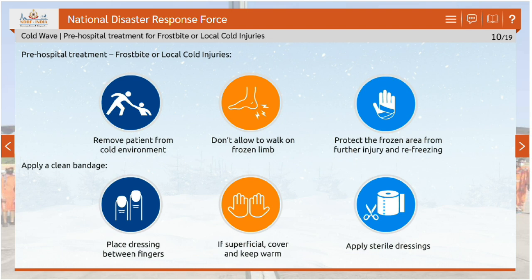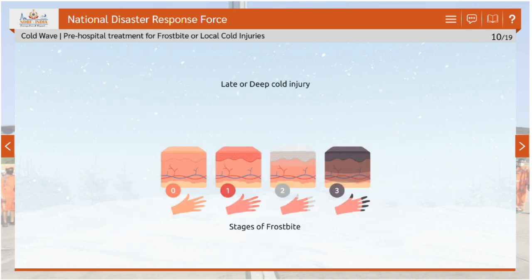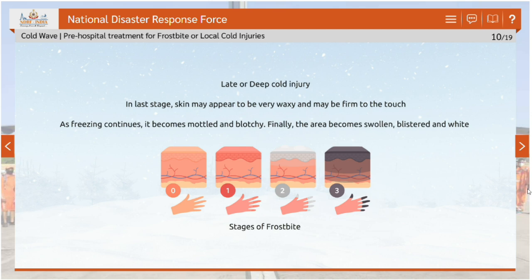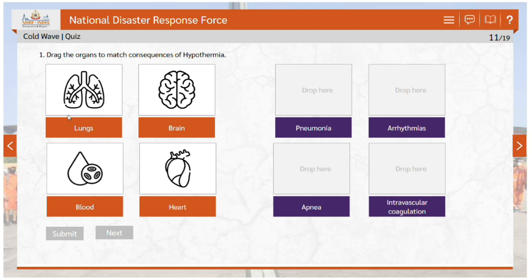Let's take a look at what happens if frostbite is not treated. Later stages of frostbite are called late or deep cold injuries. In this condition, the skin may appear very waxy and may be firm to the touch. As freezing continues, it becomes mottled and blotchy. Finally, the area becomes swollen, blistered and white. Let's see if you can identify these conditions. Drag the images into the appropriate drop boxes and click Submit.